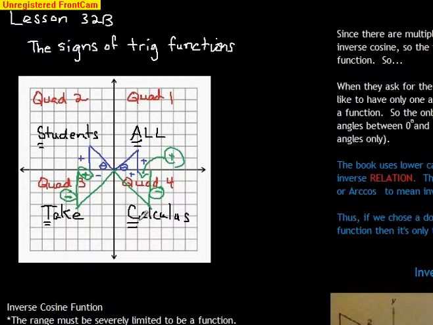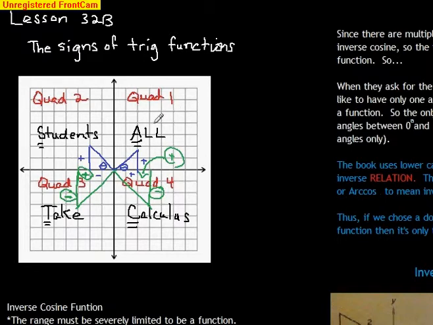And then finally in quadrant 4, the only one that's positive would be cosine, because it would be adjacent over hypotenuse, so it would be positive over positive. The other two would be negative. So it's just something to keep in mind, signs of trig functions.